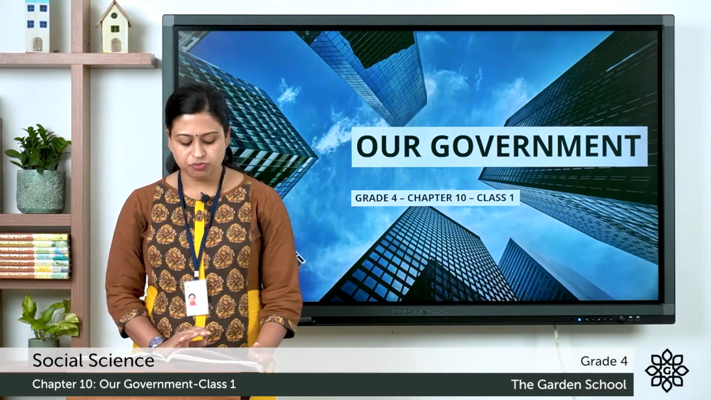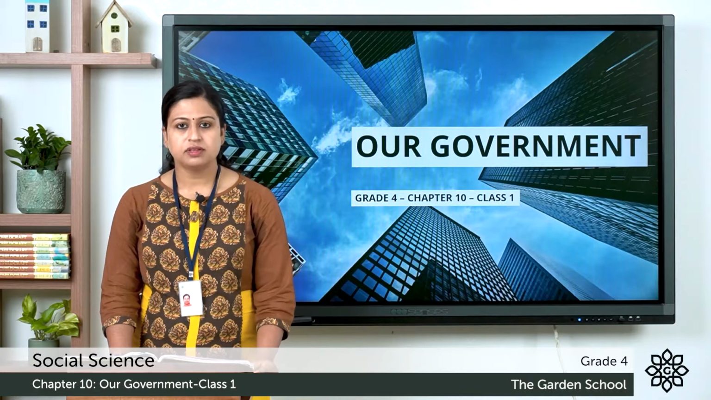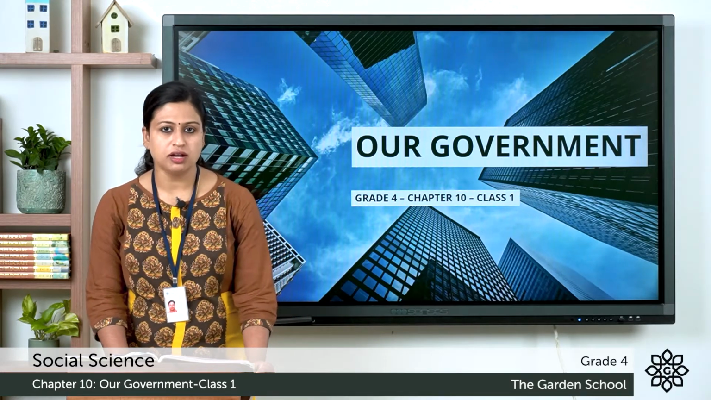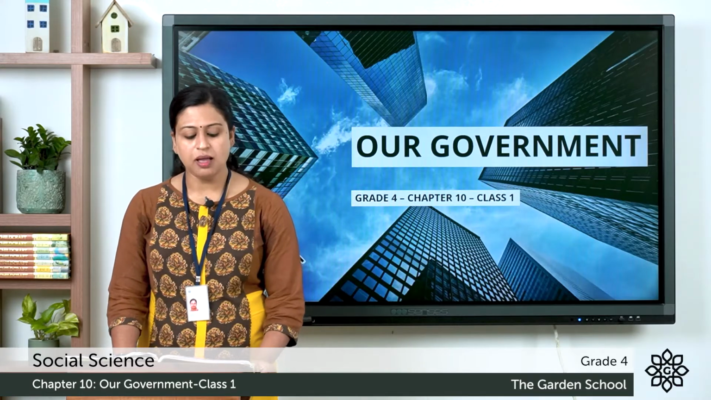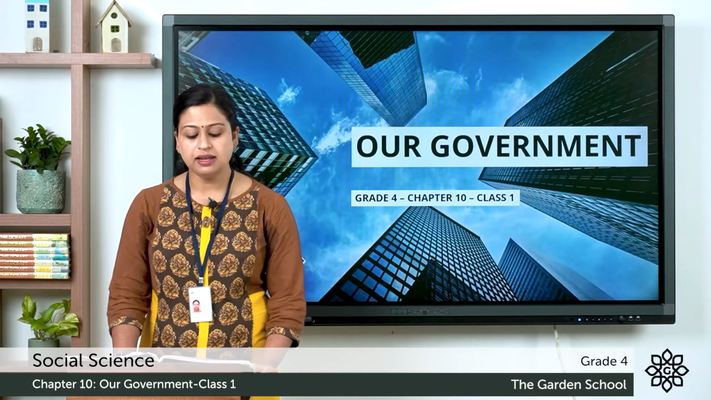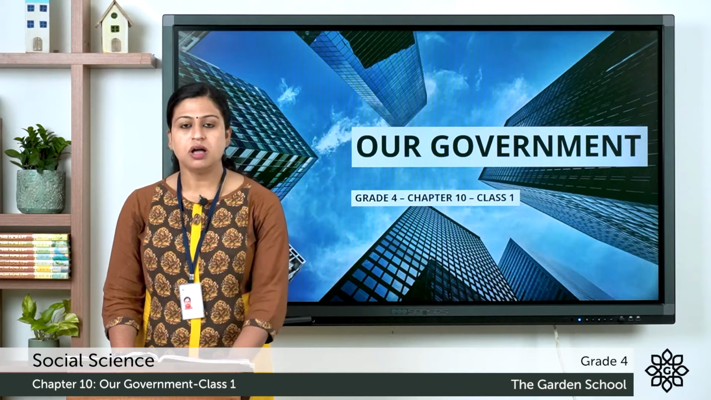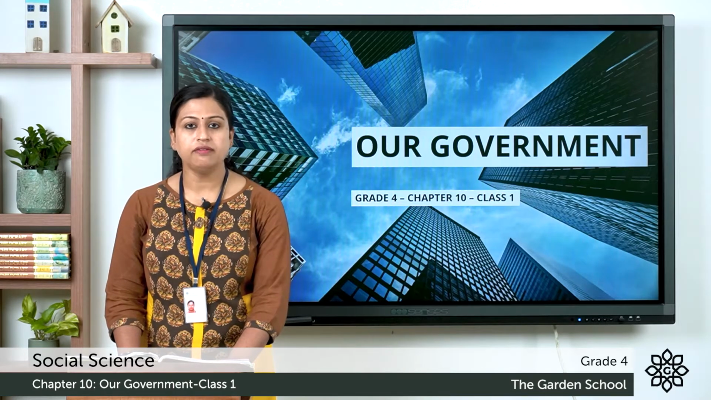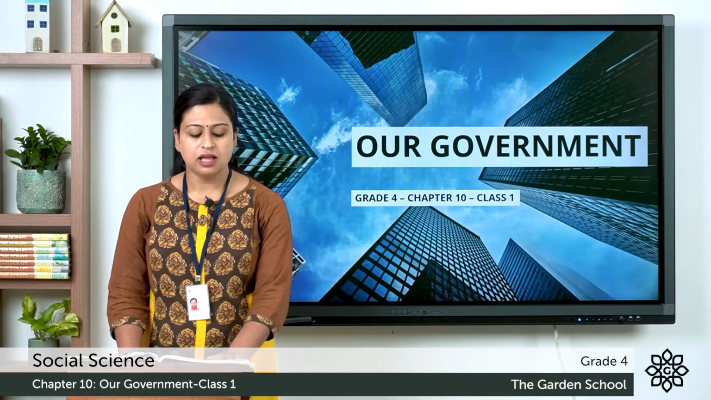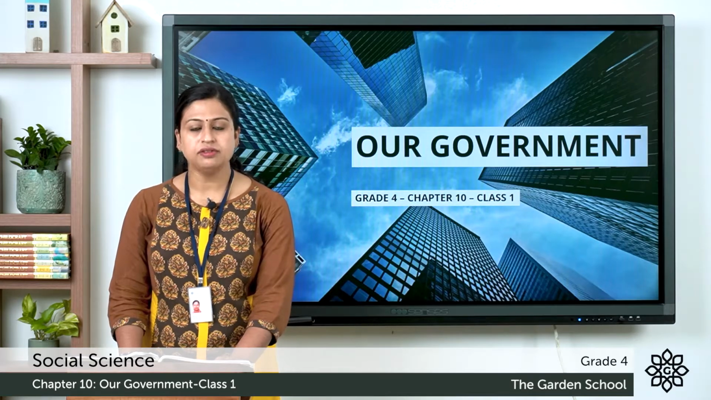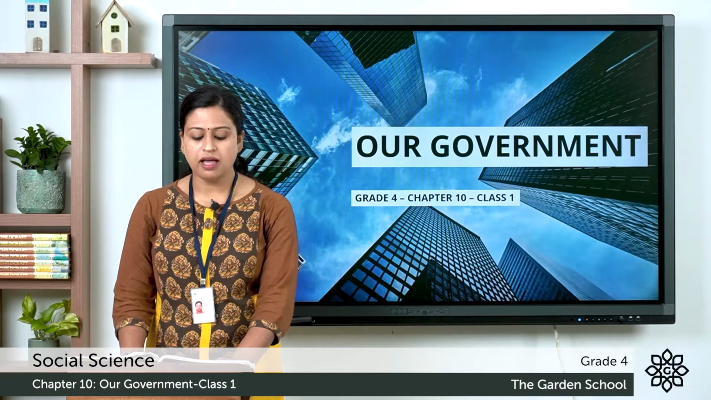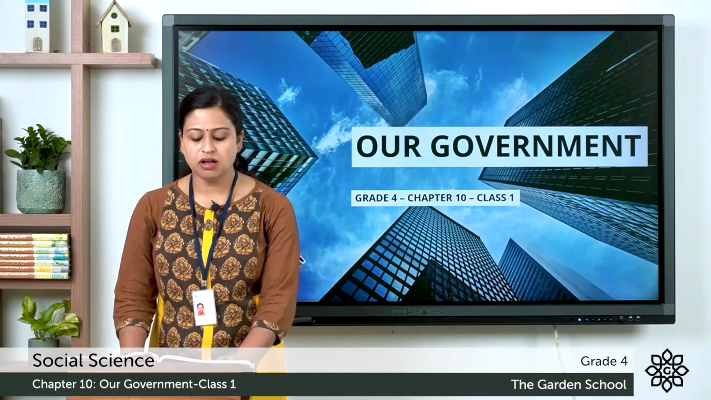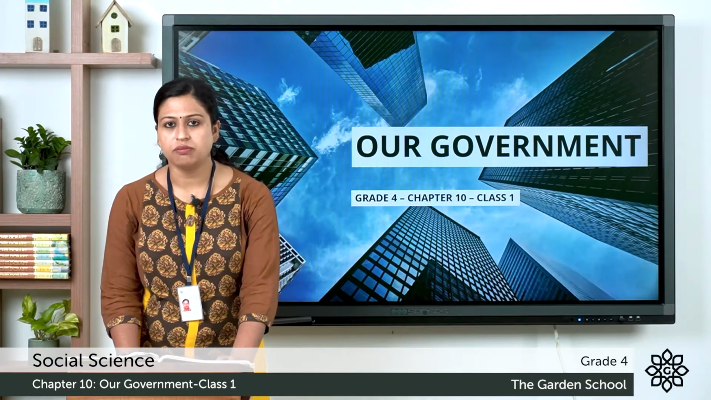Now let's move on to page number 86. Here you can see a small flow chart. The topic is our government and the subtopics are branches of government and levels of government. Under branches of government we have 3 organs, that is legislature, executive and judiciary. And in levels of government we have central government, state government and local self-government.